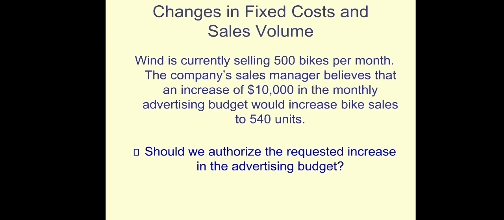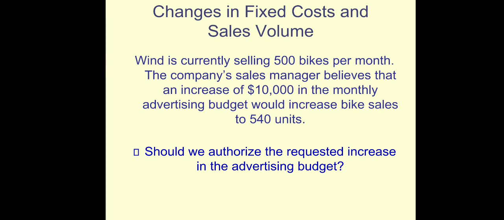You can see here the effect of changes in cost and sales volume on items like quantity of production or profit. Okay, let's see here. Win is currently selling 500 bikes per month. The company sales manager believes that an increase of $10,000 in the monthly advertising budget will increase bike sales to 540 units. So the question is, should we authorize the requested increase in the advertising budget?